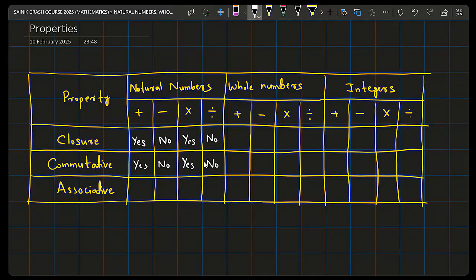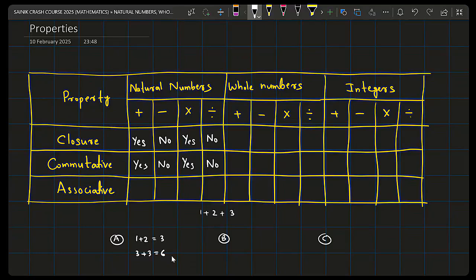No. Next, associative property. What do you mean by associative property? See, we'll take one example. Suppose I called 3 different students, like student A, student B, and student C. I'm asking them to solve what is 1 plus 2 plus 3. Student A is adding 1 and 2 first, and he got 3. Then for this 3, the remaining number 3 is added, 3 plus 3 is equal to 6.